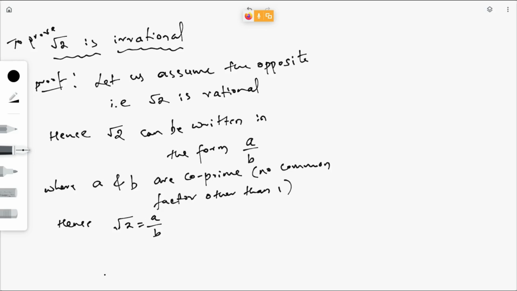Any doubts still here? Any doubts? So root 2 is equal to a by b. We assume that root 2 is a rational number, so I wrote root 2 as a by b, where a and b are co-prime numbers. So here the only common factor is 1. Shreya? Yes, sir. Any doubts still here? No, sir. Okay, so what is the next step? Anyone? What is the next step? Sir, we must take b to the left hand side. Okay, or you can first square. Squaring both the sides.